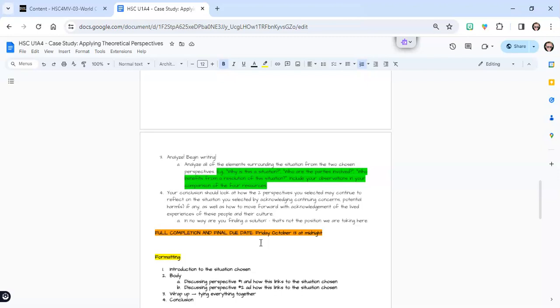So in my case, feminization of poverty. So include your observation in comparison of the 4 resources. So your conclusion should look at how the 2 perspectives you selected may continue to reflect on the situation you selected by acknowledging continued concerns, so potential for harms, if any, as we move forward, with acknowledgments of the lived experience of these people and their culture. So once again, in no way are you finding a solution. That's not the position we are taking here.